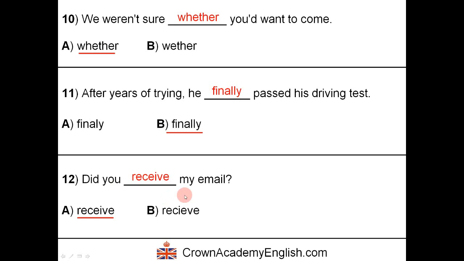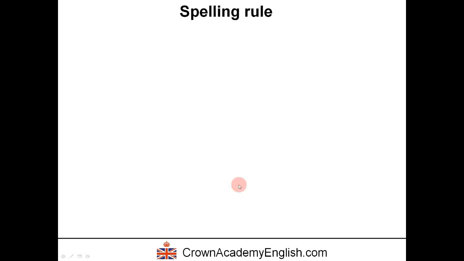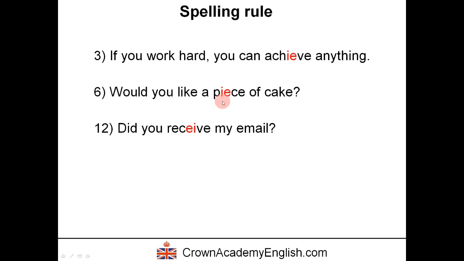So I'm guessing you're now a little bit confused. So let's look at the rule for these letters when it's I and E, or E and I, in the middle of a word. Is there a spelling rule for this? Yes, there is a spelling rule. So let's look at the three examples.